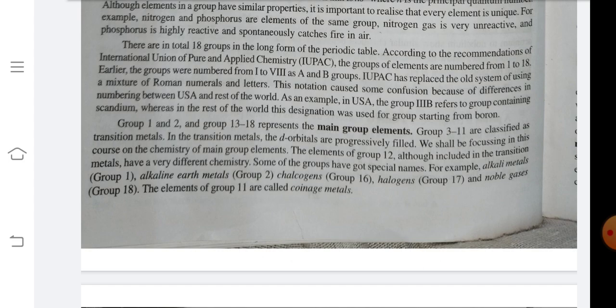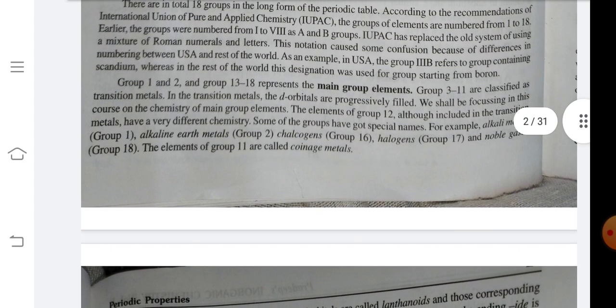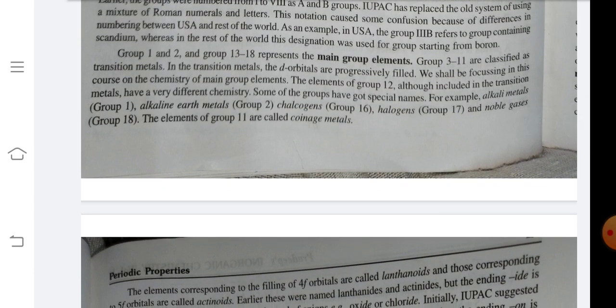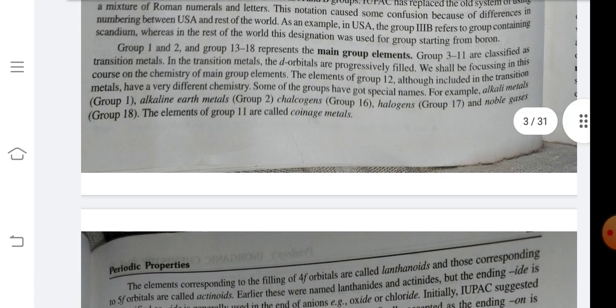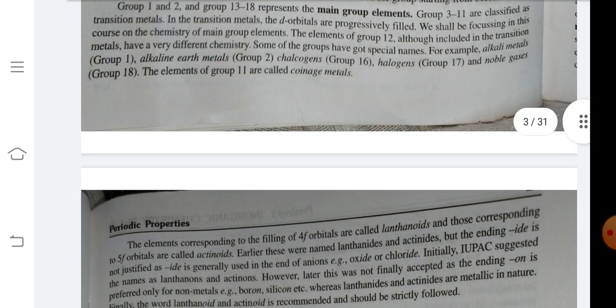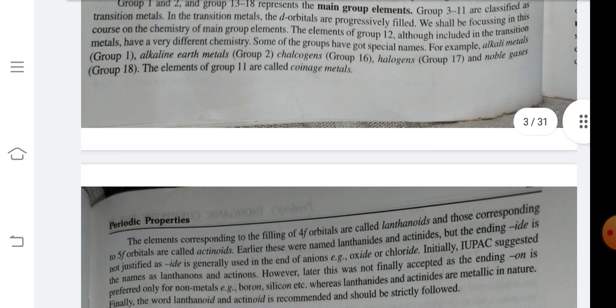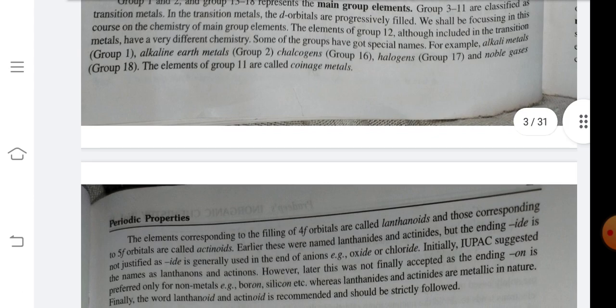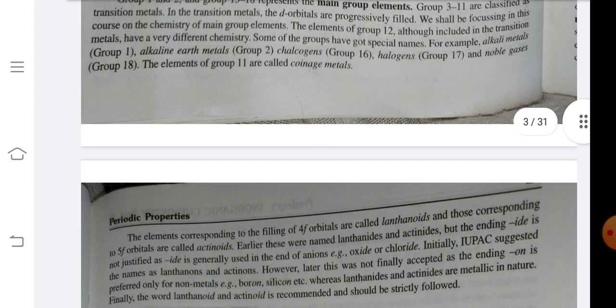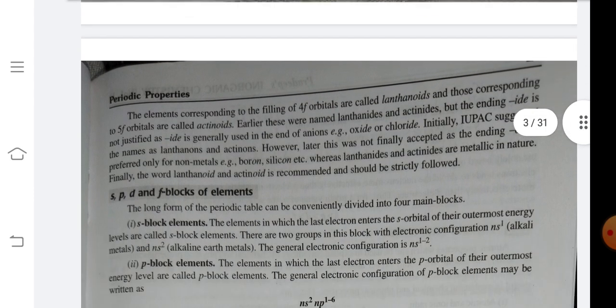Group 1 and 2 and group 13 to 18 elements are the main group elements, and group 3 to 11 are classified as transition metals. In the transition metals, the d orbitals are progressively filled. We shall be focusing in this course on the chemistry of main group elements. The elements of group 12, although included in the transition metals, have a very different chemistry. Some of the groups have special names, for example, alkali metals, alkaline earth metals, chalcogens, halogens and noble gases. The elements of group 11 are called coinage metals.